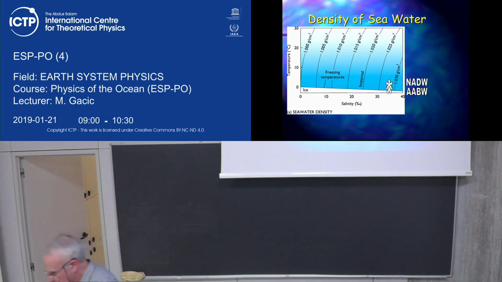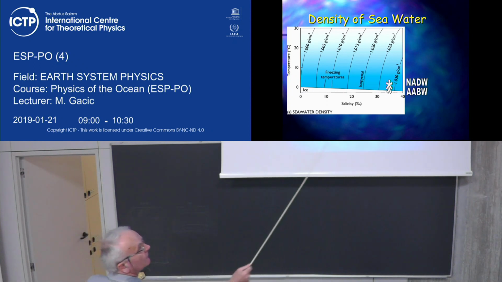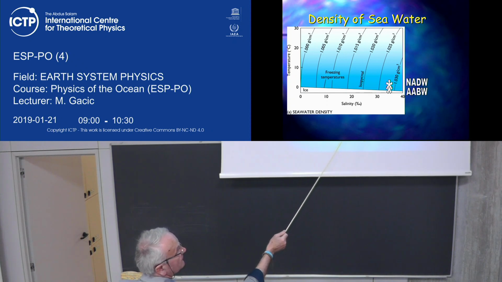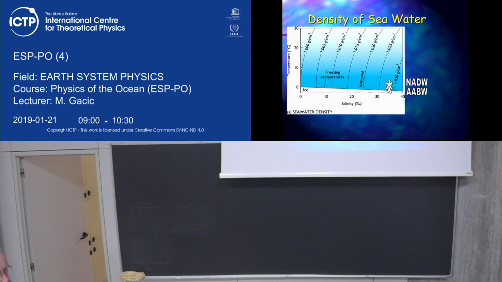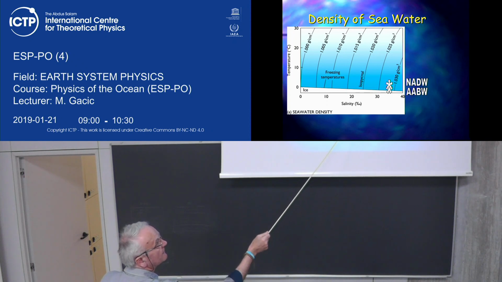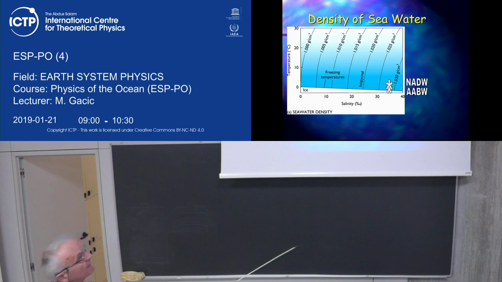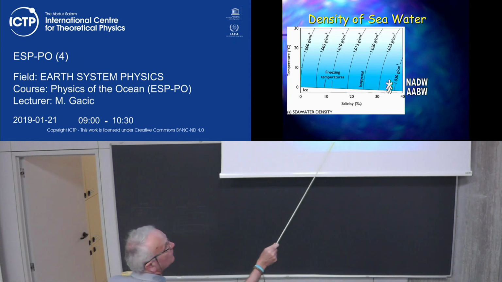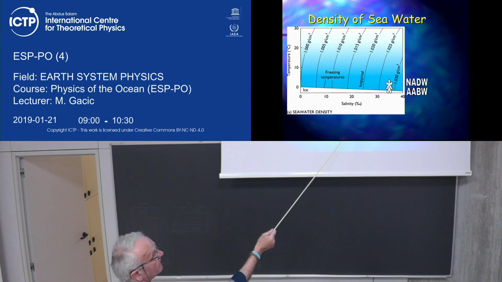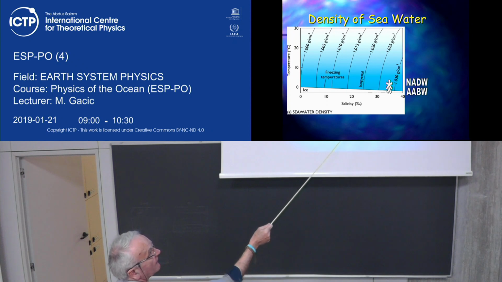So again, let's look at the temperature-salinity TS diagram. North Atlantic Deep Water and Antarctic Bottom Water are these two asterisks. You can see that they are very close to one another, and they are very similar in density, but they have different temperatures. Antarctic Bottom Water has a lower temperature than the North Atlantic Deep Water, but a rather similar salinity. The Antarctic Bottom Water has a little bit higher density.